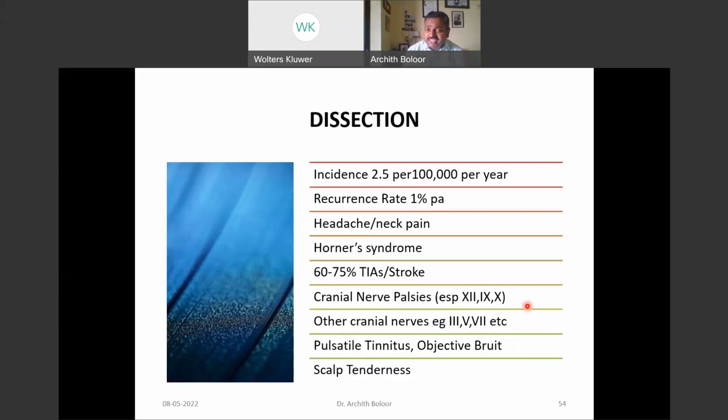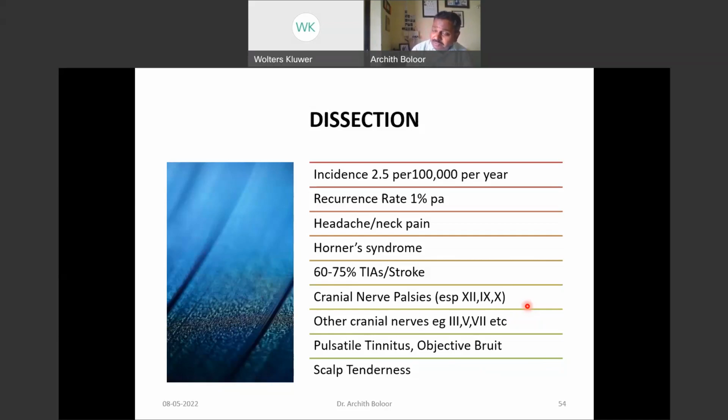Traditionally, based on literature, it is supposed to be around 2.5 per 100,000. But what you have to understand is the recurrence rate, as per literature, they say it's 1% per annum, but it is much higher. And first of all, if you diagnose it the first time and treat, the recurrence rate, once it recurs, the chances of survival is very, very, very poor.